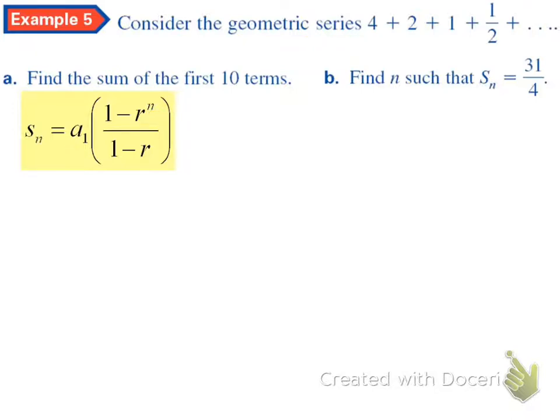So we first need to know what is the first term and what is the rate. Well, the first term, that's easy. The first term is a 4. To get the rate, remember, divide by the previous term.